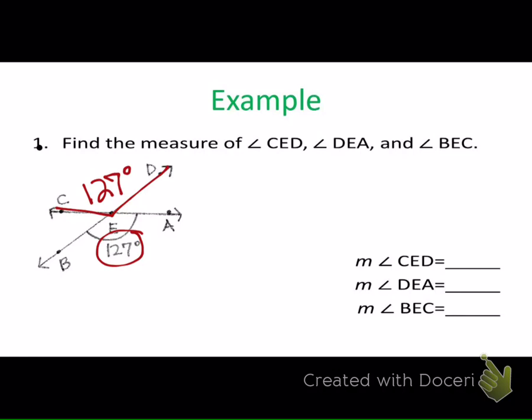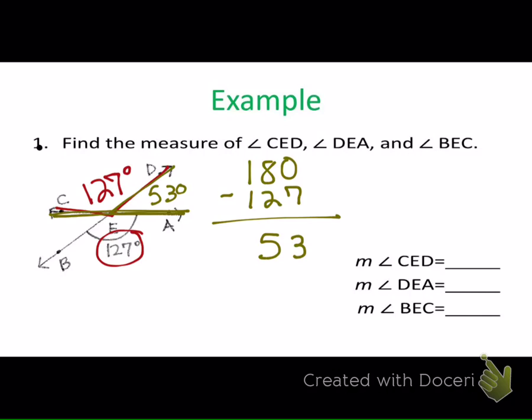Okay, now, how would I find this angle right here? DEA. What do I know about these two angles? They add up to 180, so I'm going to do 180 minus 127. 53. So if this angle is 53 degrees, what is this angle over here? It's 53 degrees as well. Okay, so the angles that are across from each other are the same.